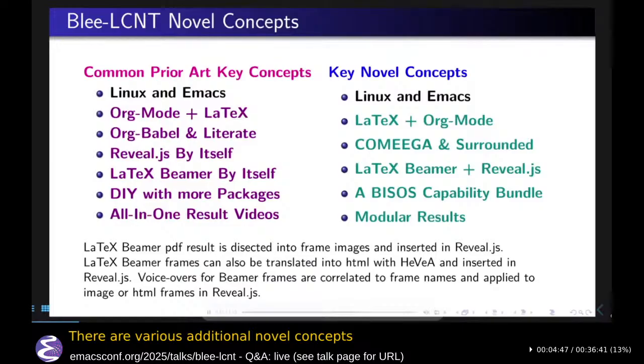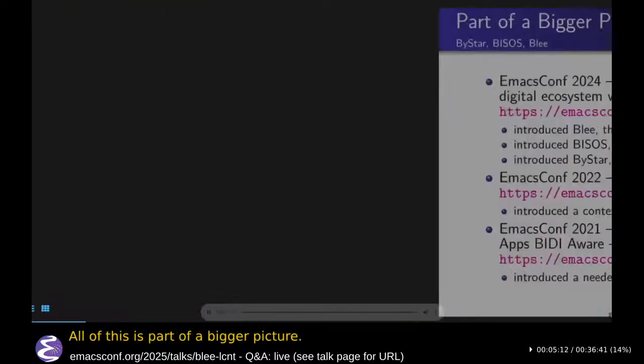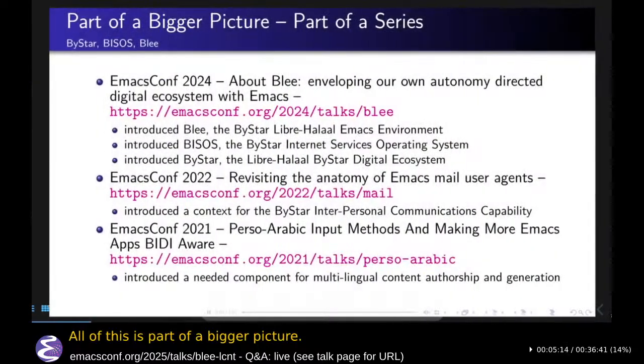There are various additional novel concepts with regard to the way that we have integrated all of this together. Instead of org mode plus LaTeX, we do LaTeX plus org mode. Instead of Babel, we do Comiga. Instead of literate model, we introduce the surrounded model. We shall see various examples of these shortly. All of this is part of a bigger picture, a much bigger picture.